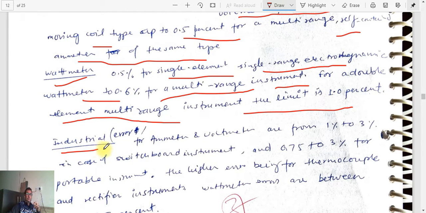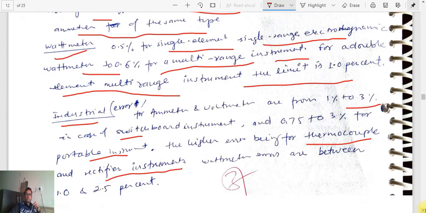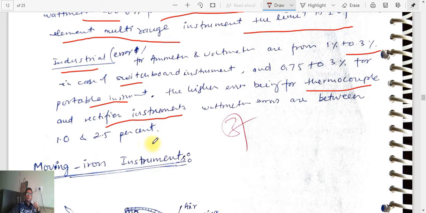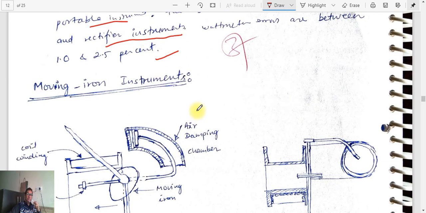In industrial use, the error for ammeters and voltmeters is from 1 to 3 percent for switchboard instruments, and 0.7 to 3 percent for portable instruments. The higher error is in thermocouple and rectifier instruments. Wattmeter errors are between 1.0 and 2.5 percent. This is the whole summary of the errors in measurement.